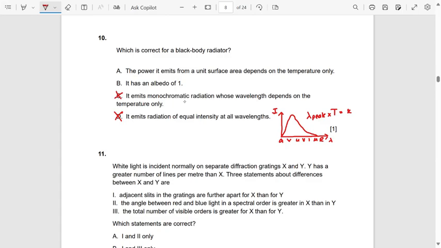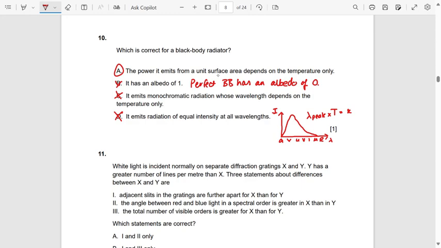So it's not monochromatic. An albedo of 1 means it is 100% reflected. So a perfect black body, I'm going to write this down, has an albedo of not 1, but 0. 0 is reflected. And so the answer is A.